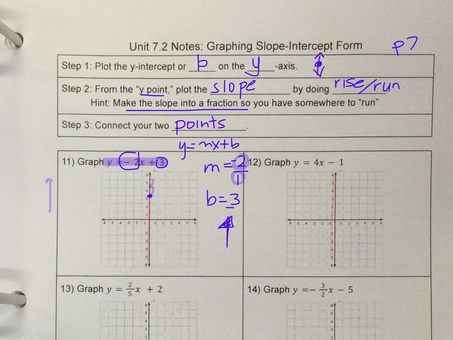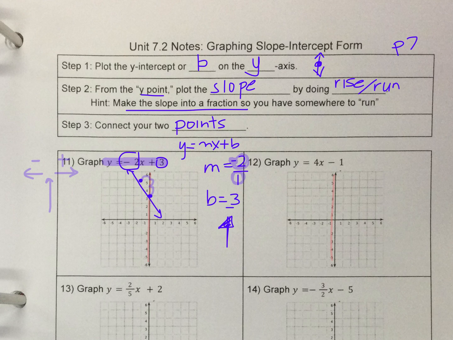So we rise first. If it's a negative number fraction, we run to the left. If it's a positive, we run to the right. This is a negative, so I'm going to run 1 to the left and put my other dot here. Connect my dots. I have a line.